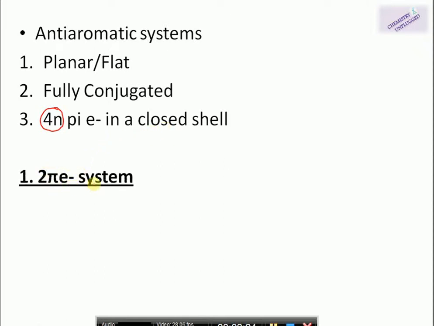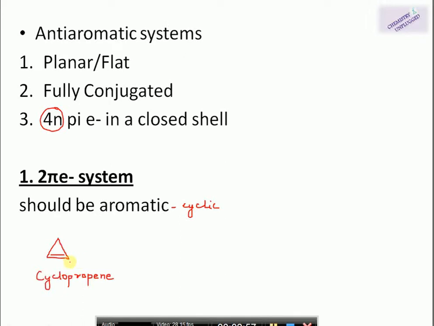First, we will discuss the 2 pi electron system. A 2 pi electron system should be aromatic in nature because it follows the 4n plus 2 rule, but it should be cyclic in nature, or in a closed shell, to be an aromatic system. So we have cyclopropene in this category. It has 2 pi electrons in a closed shell.